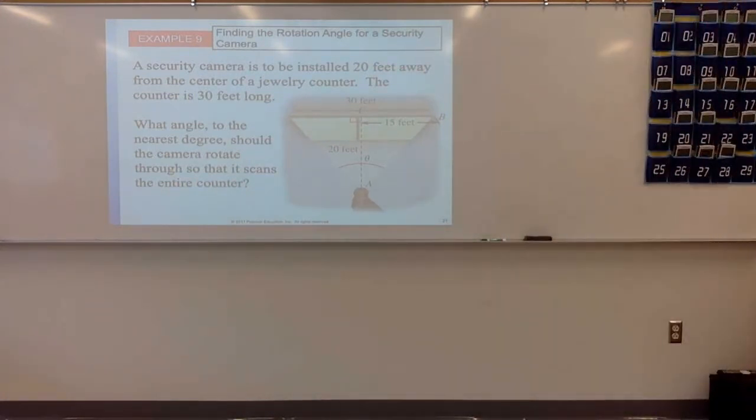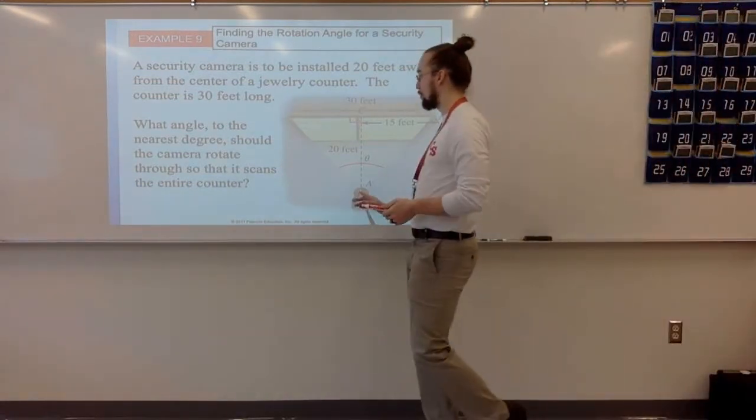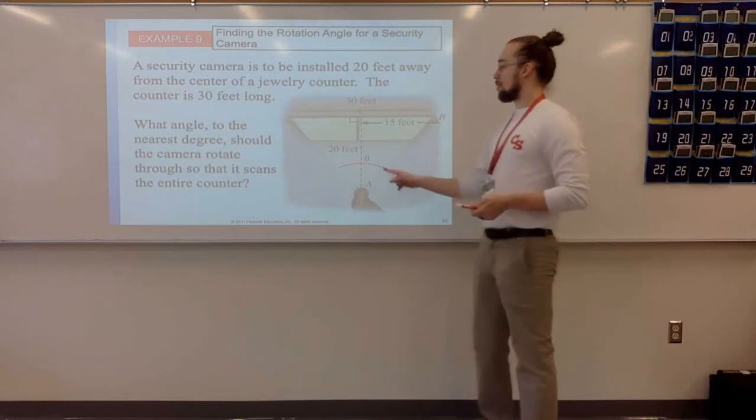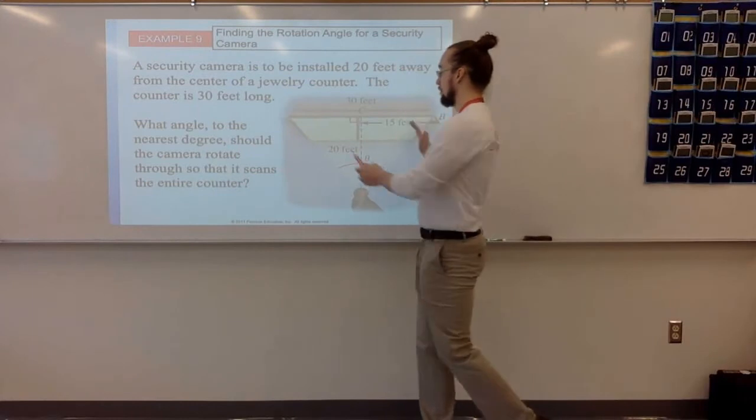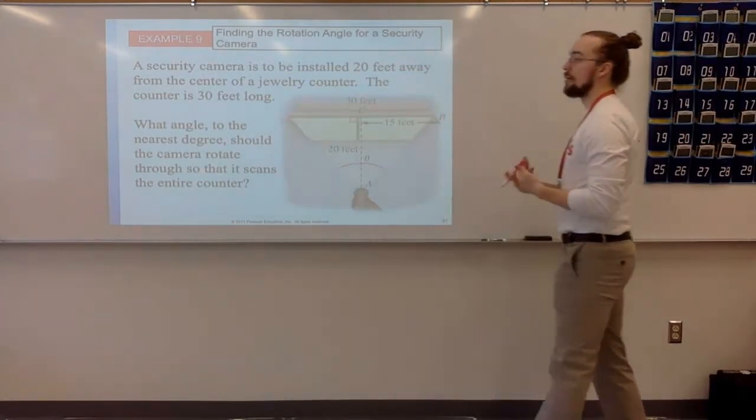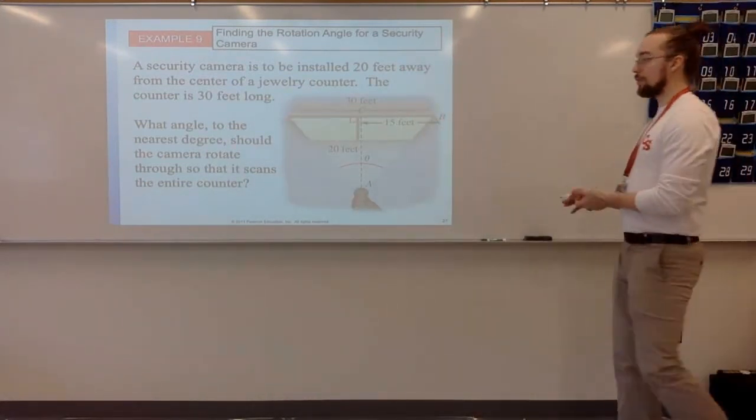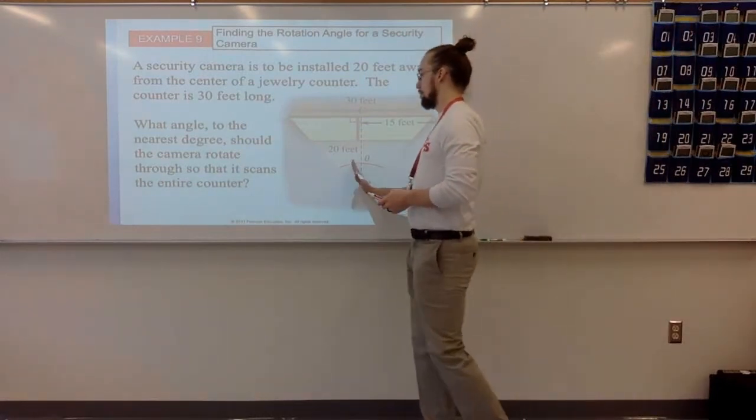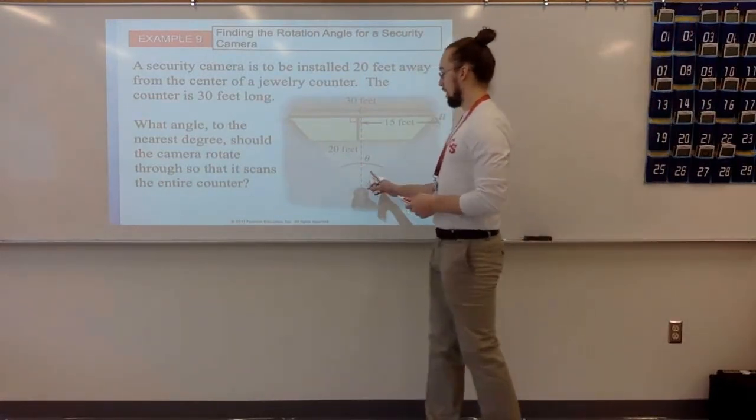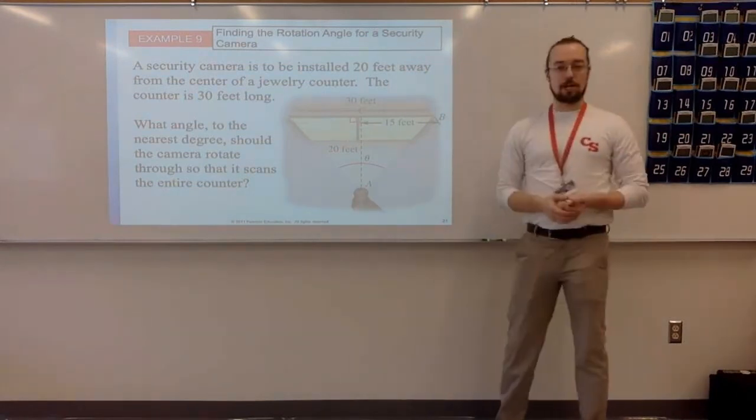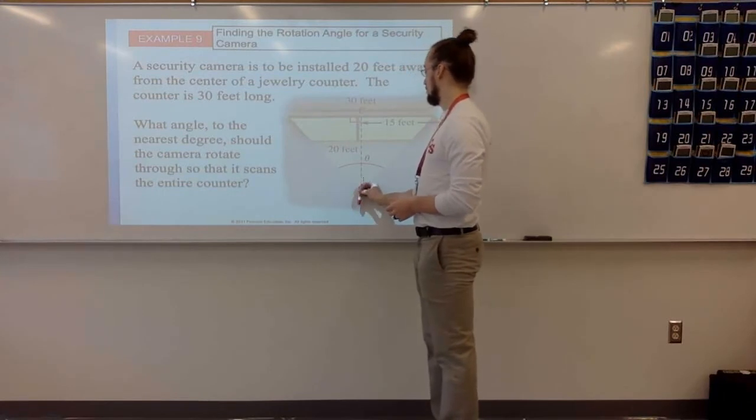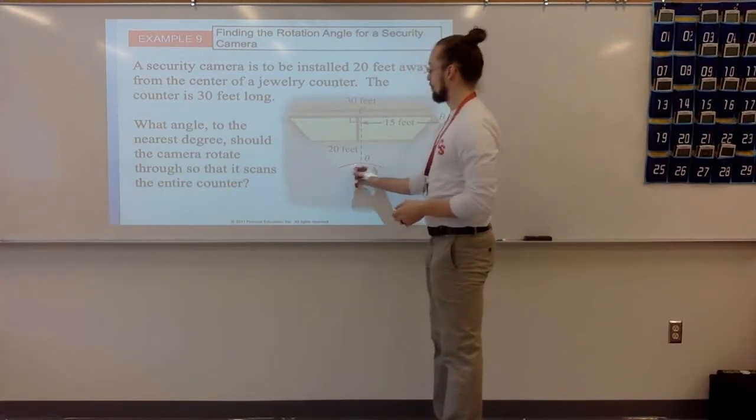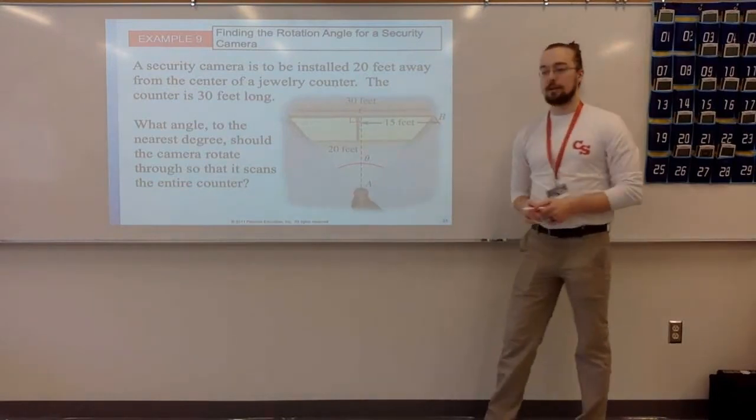Alright. So here's a story problem. So we've got a security camera here. It's going to be installed 20 feet away from the center of a jewelry counter, and the entire length of the counter is 30 feet. We want to figure out what angle, to the nearest degree, should the camera rotate so that it scans the entire counter. Right? So we've got our security camera here, rotating back and forth to scan the entire counter.